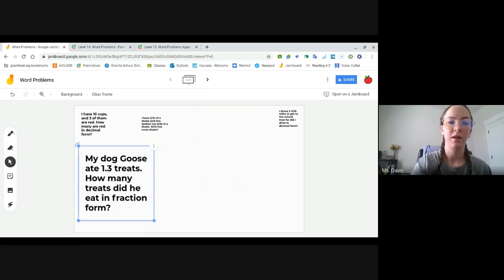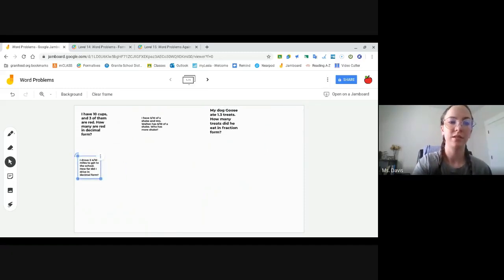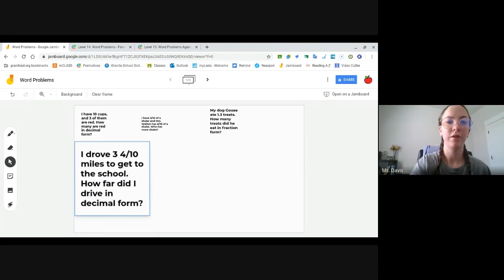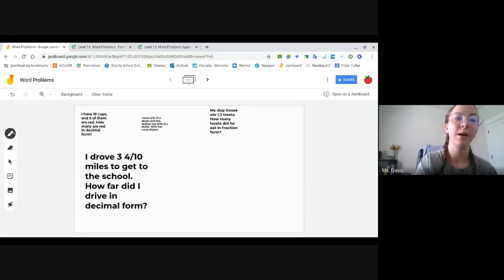Okay. And last, we're going to talk about distance. So I drove 3 4/10 miles to get to the school. How far did I drive in decimal form? This is the opposite of the goose problem. So I'm going to first look at this mixed number. I need to identify the whole, which is 3. So I have 3 wholes. In this case, the wholes are miles, so 3 whole miles. And that's where I drop my decimal point.